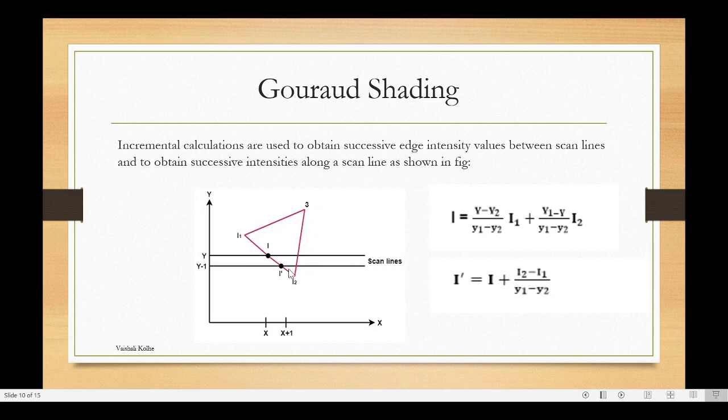So this way we can go from one scan line to another scan line, and you can find the intensity across the edges. The same incremental calculation can be used for the interior part. Once you have the intensity for point P, P dash can be calculated from P. So that coherence technique can be used to find the intensity. This way we can find the shading for the surface of an object by using the Gouraud technique.